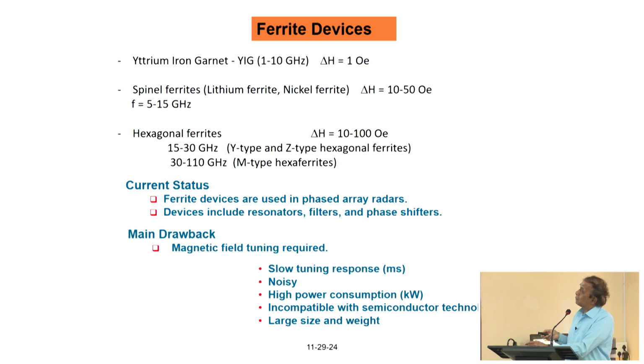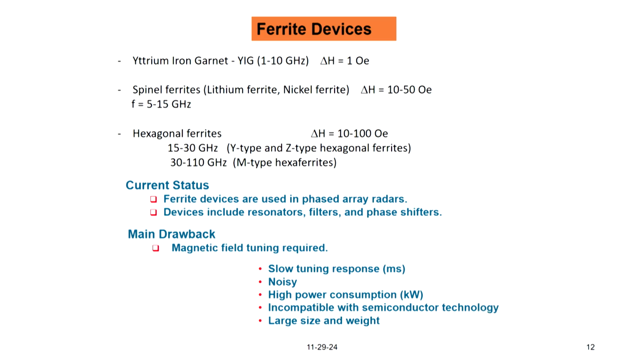So, the devices that you would like to put together, depending on the frequency, these are the choices for the magnetic film. Yttrium iron garnet, then up to 10 gigahertz. Spinel ferrites, both lithium and nickel ferrite, up to 15 gigahertz. Then the hexagonal ferrite, Y and Z type, the maximum limit is 30, and for M type, it's between 30 and 110. So these devices are used in phased array radars, and they include resonators, filters, phase shifters, and so on. They are front-end elements in phased array radars.